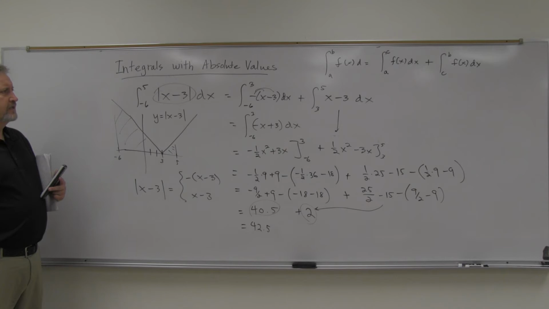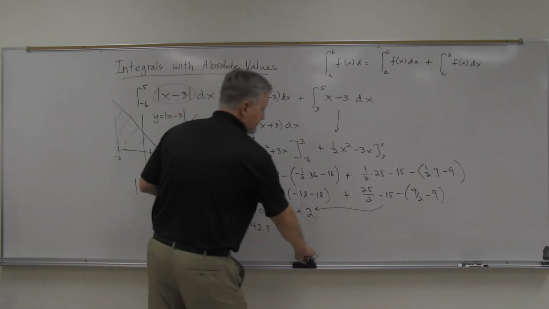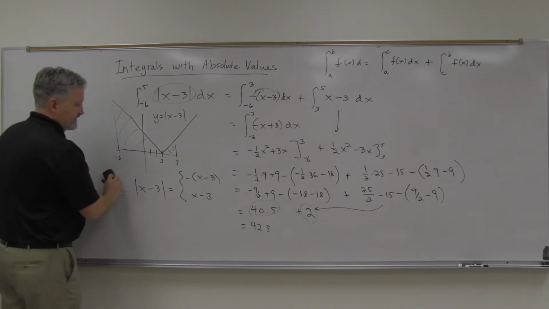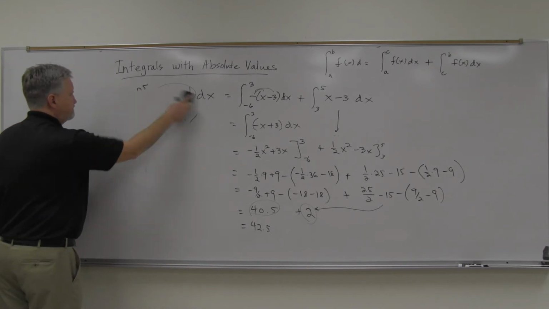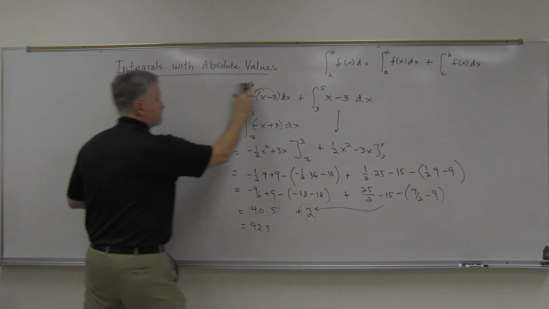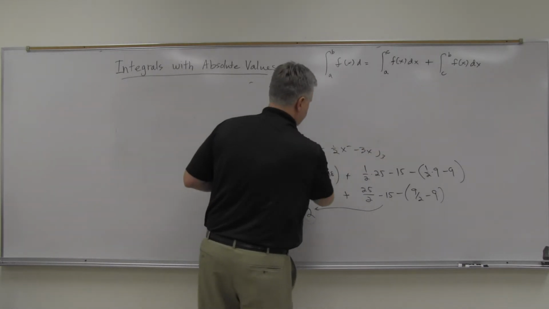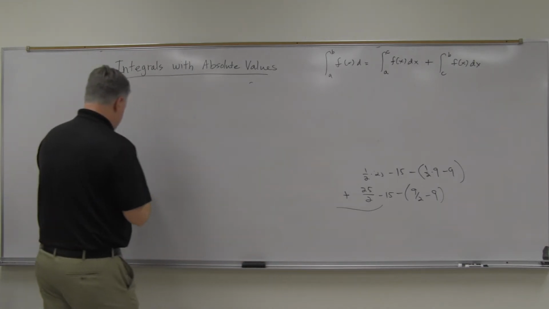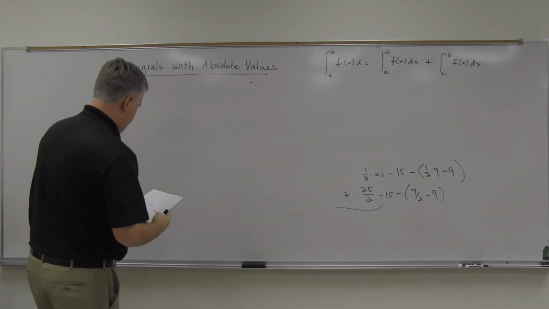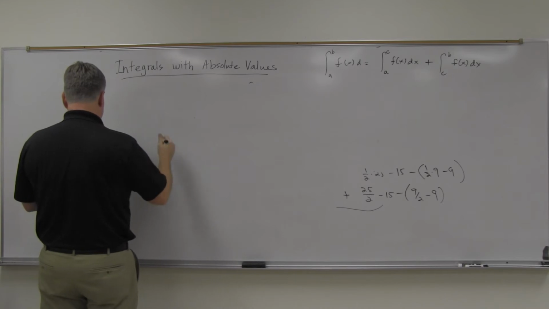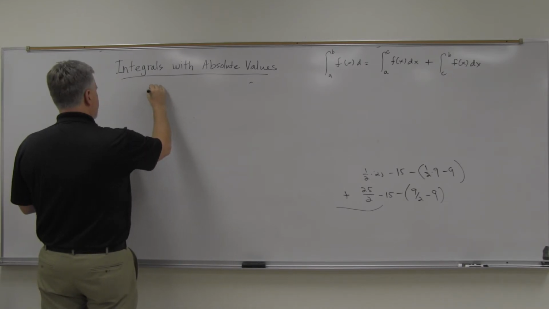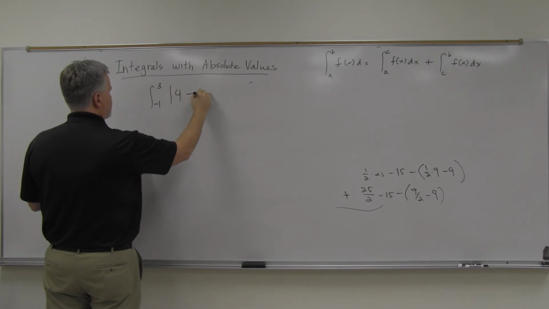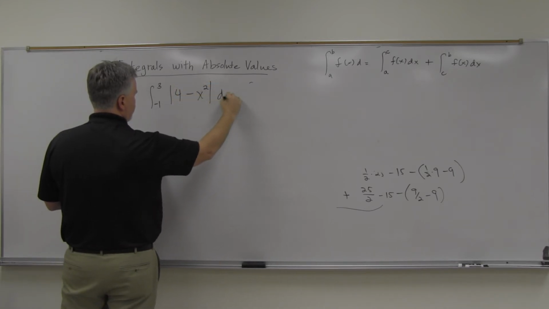But anyway, let me do one more here because it has another little complication, and that definitely comes up on the homework here. It's this one. The integral from -1 to 3 of the absolute value of 4 minus x squared dx.